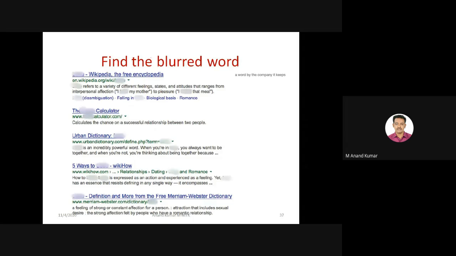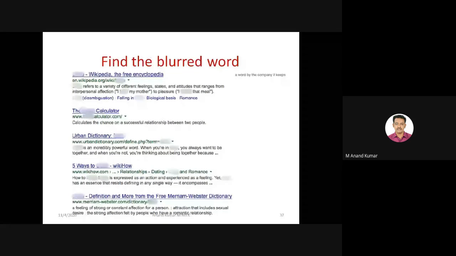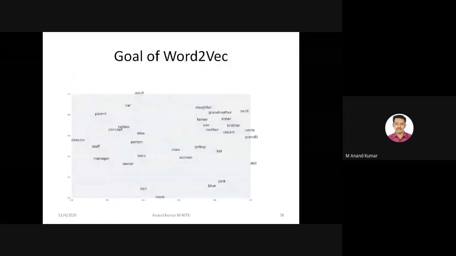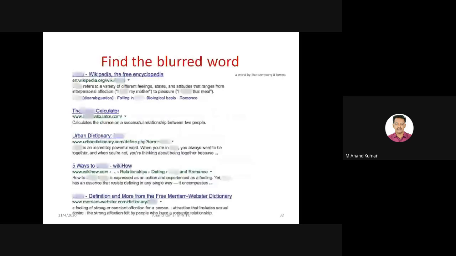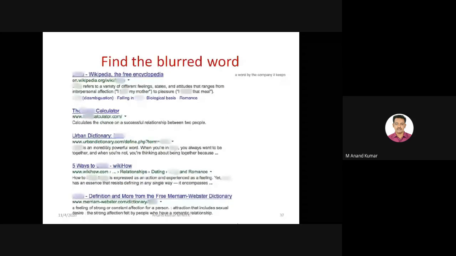The same concept, the same mechanism, we are going to replicate in word embedding. So before going to the algorithm, what do we want to achieve finally in the word2vec model? As I said, the word2vec model is a low-dimensional representation.